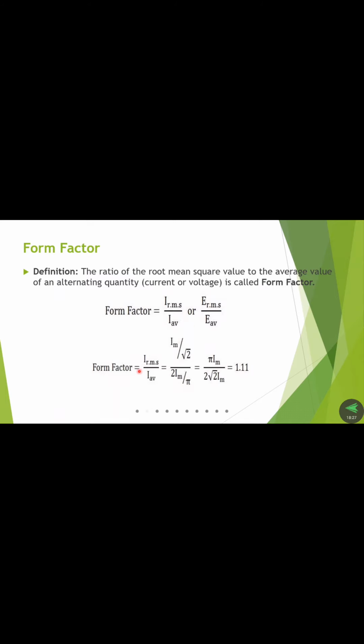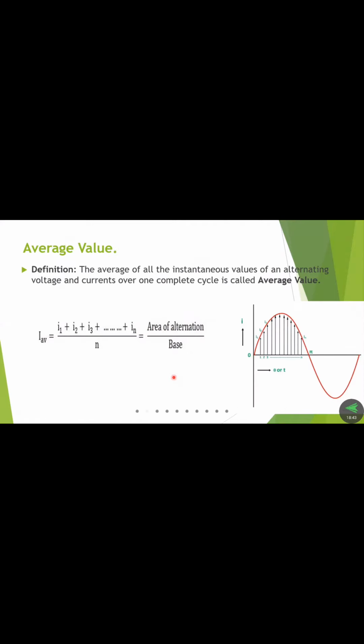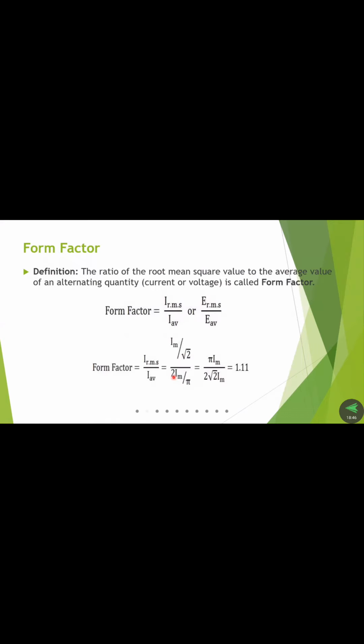So form factor is equal to I RMS by I average. If you simplify the RMS value, we get Im by root 2 or Vm by root 2. Similarly, I average simplifies to 2Im by pi. So instead of I RMS, we can write Im by root 2, and similarly I average we can write as 2Im by pi.